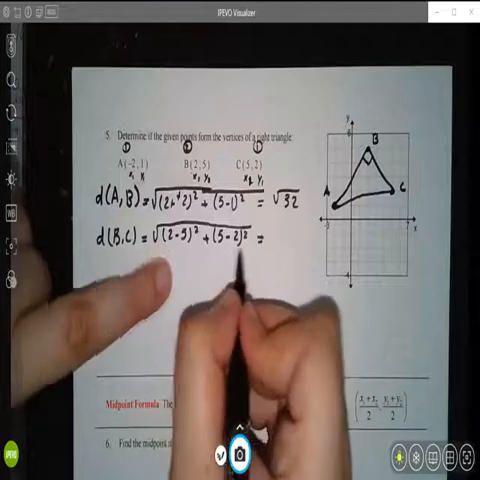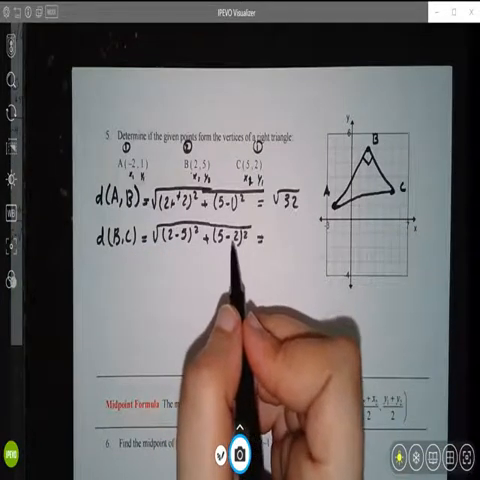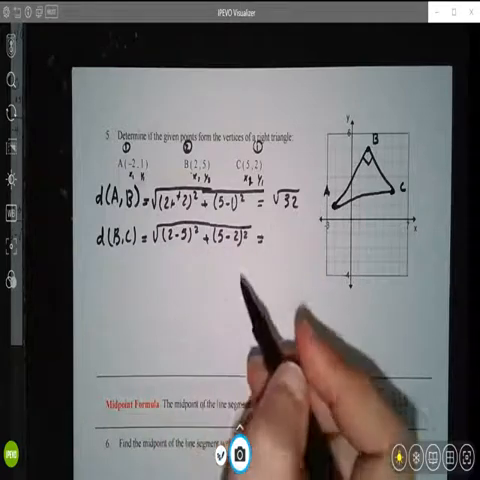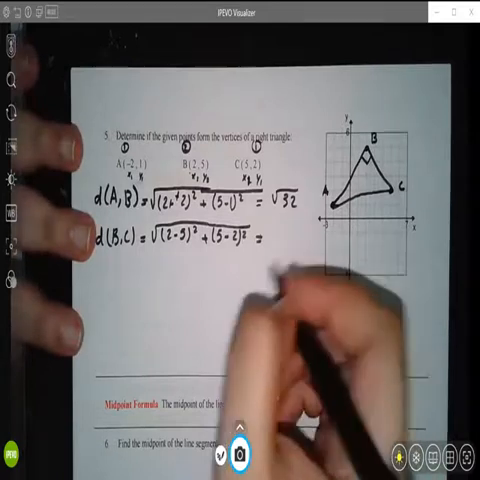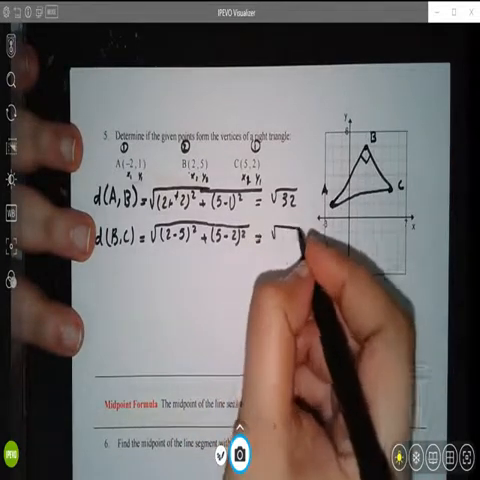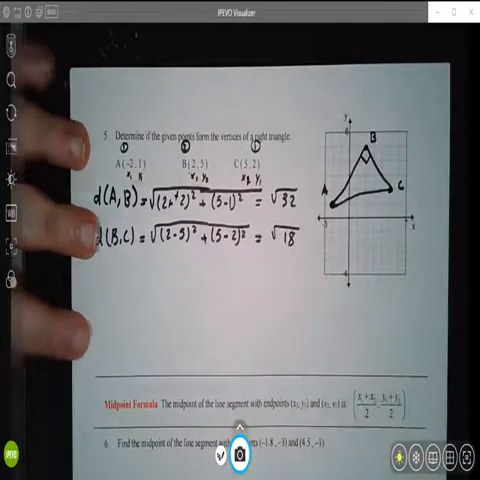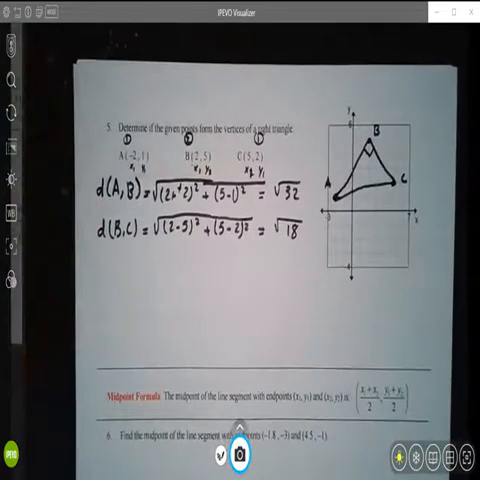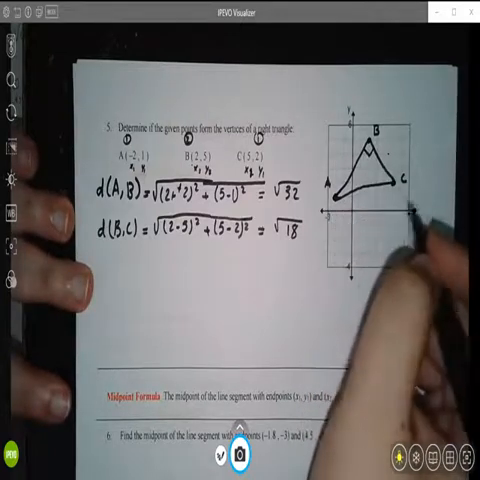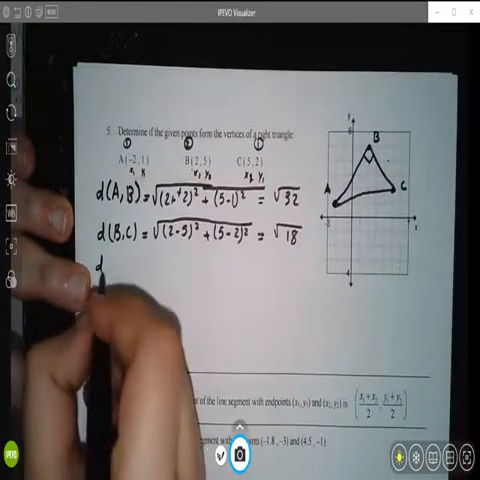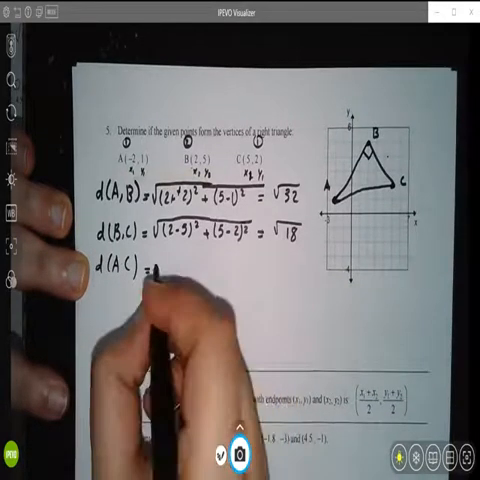Notice the numbers are the same. You have 2 minus 5 and 5 minus 2. In both cases, it's going to give you 3, negative and positive. When you square 3, whether negative or positive, it gives you 9. So both answers are 9. 9 plus 9 is 18. So we got this one, we got that one. Now let's do A and C. Distance, A and C. Okay.